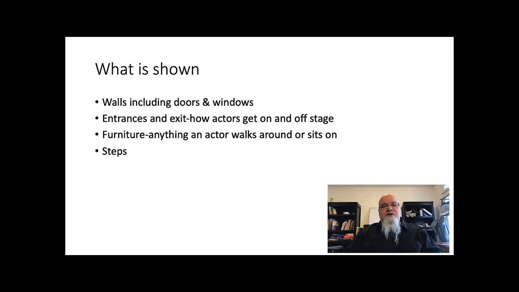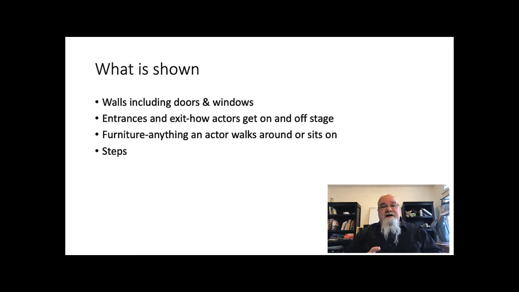So what you want to show on a rough draft is the set. You want to show all the walls, including windows and doors. Doors are important because you want to show all the entrances and exits that an actor will use getting on stage. They don't always use doors. Sometimes there's just pieces of scenery they can walk around. You also want to show furniture or anything an actor would have to walk around.